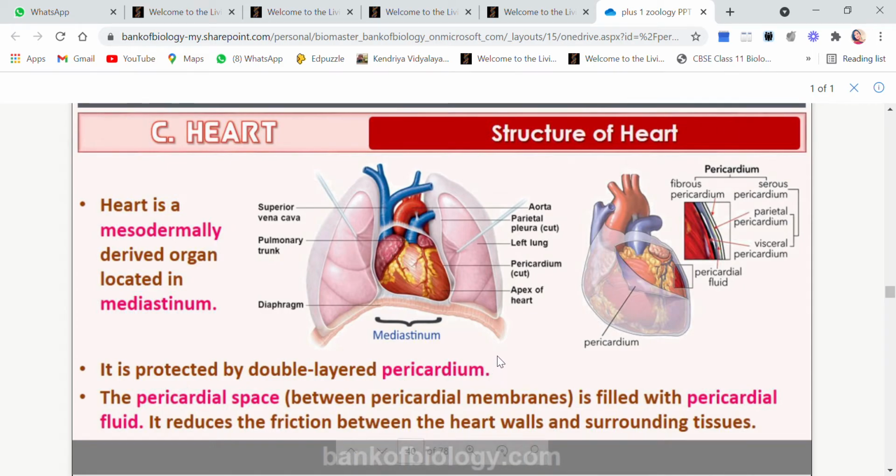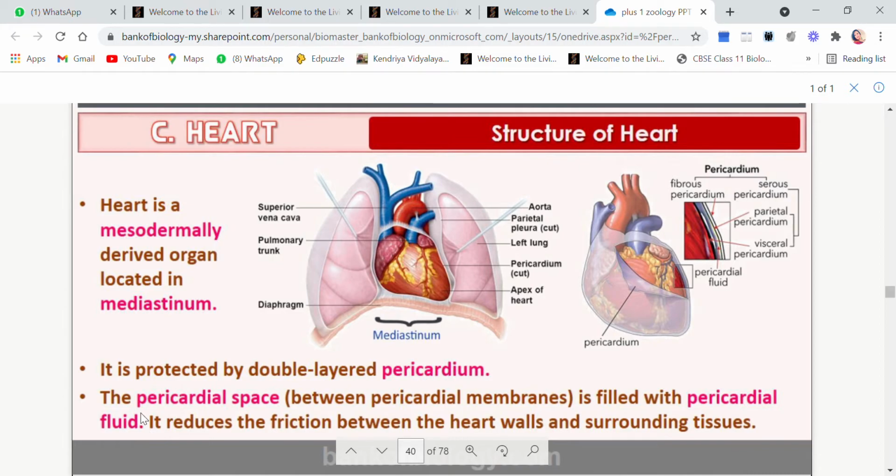Now pericardium is a layer which is made up of two layers. One is fibrous pericardium, the other one is serous pericardium. In between these two layers there is a space which is called pericardial space, and this space is filled with a fluid called pericardial fluid.